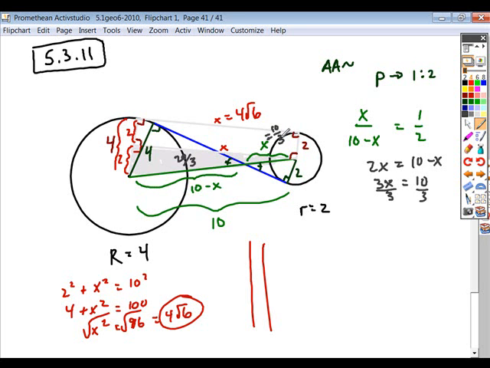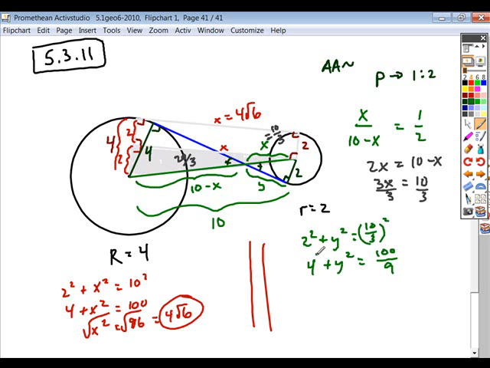But once we get to this step, in order to find this piece, the last leg of the small right triangle formed there, we need to use the Pythagorean Theorem again. So I'm going to call this portion y. If I take 2 squared plus y squared, the sum of the squares of the two legs, it has to equal the square of the hypotenuse, 10 thirds squared. I can go ahead and solve this. So 4 plus y squared is equal to 100 over 9.